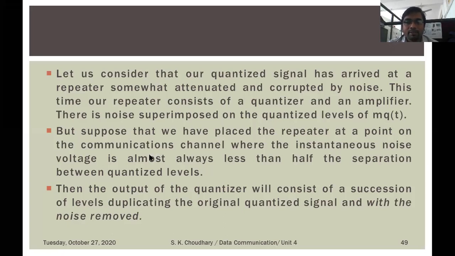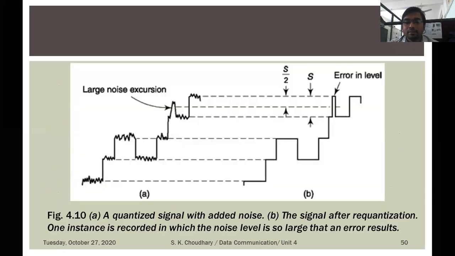But what happens if the size of the noise is greater than S/2? You can see from this example, here I have shown you the quantized signal with the additive noise. These are the noises that have been added to each and every level. But the size of this noise is always less than S/2. That's why we are correctly regenerating the signal. You can see the pattern of the signal is similar to the received signal, and we can successfully recover the actual signal.